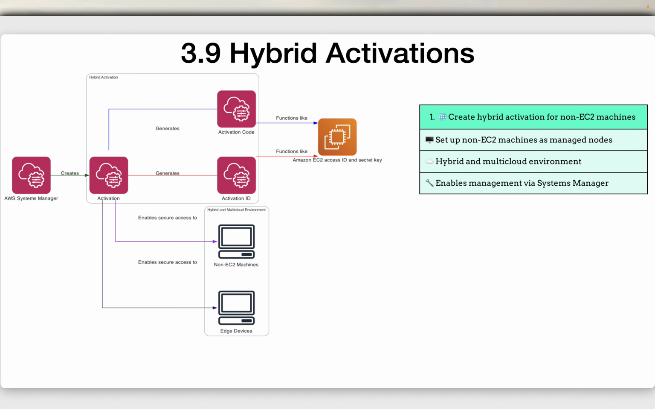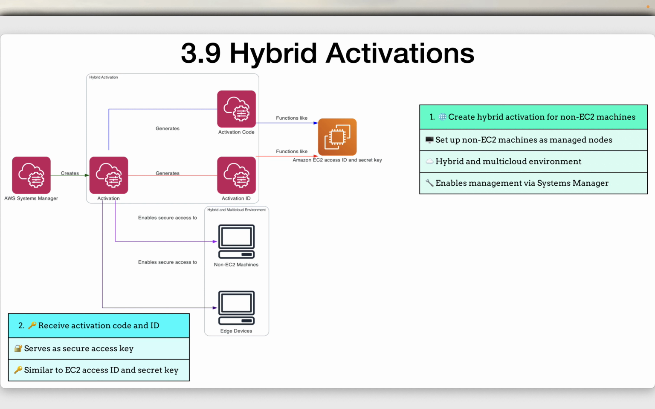So we are talking about other than AWS. So machines in your other cloud, or it could be on-prem as well. After completing the hybrid activation process, you will receive an activation code and activation ID, and this combination serves as a secure access key, similar to what we have for Amazon EC2 access ID and secret key. So this is basically for Systems Manager to manage those machines.